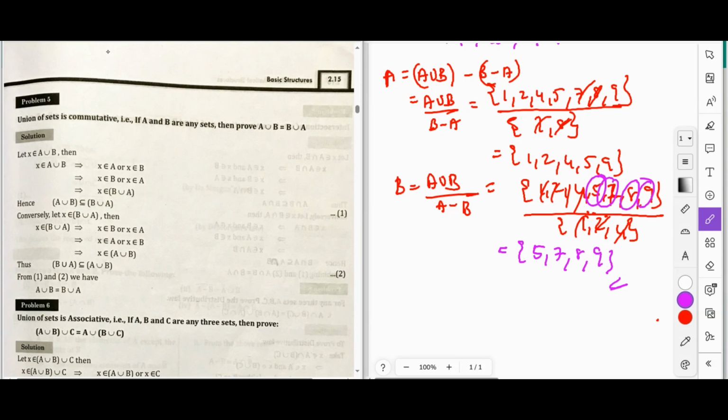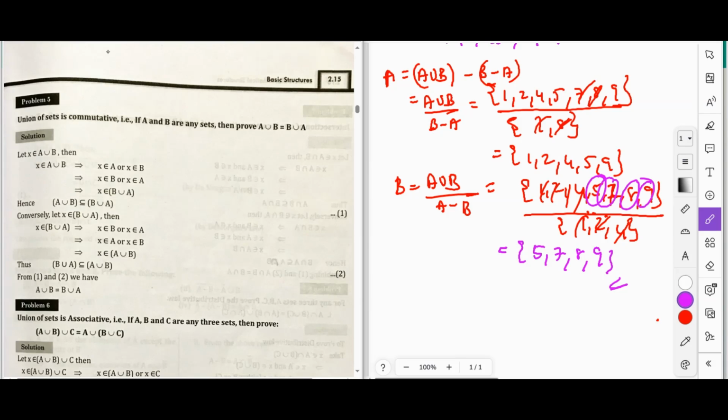So the next one you have is that union of sets is commutative. This is the same as I proved on the top. See, X belongs to A union B, so X belongs to A or X belongs to B, since union means or. Then X belongs to B or X belongs to A by using the commutative property. Then X belongs to B union A. Therefore, A union B is a subset of B union A. The same way you will take the other side.